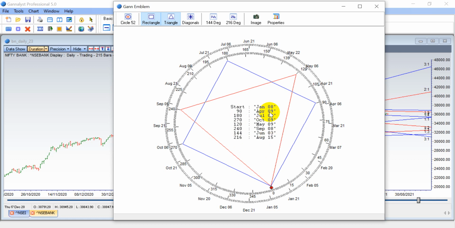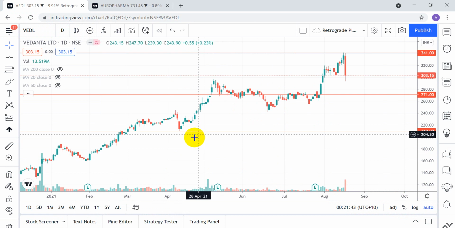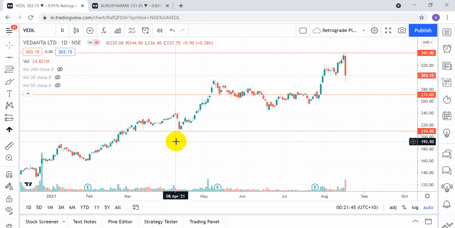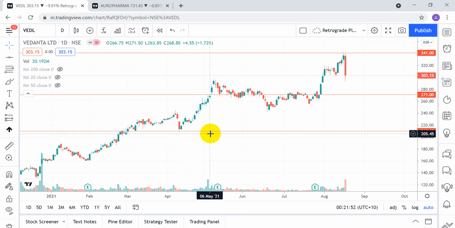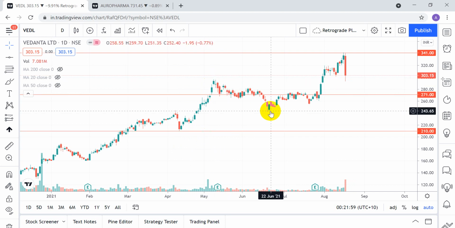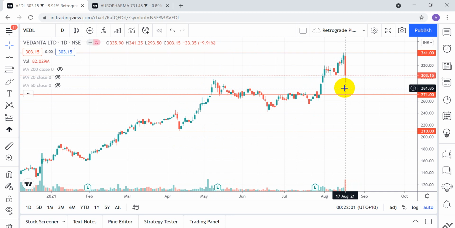So let's quickly check what happened on April 9th and May 9th. This is April 09. The next day we made a bottom and from there a big rally. Then let's check May 09. Again you can see it made a top here on 10th May. 9th was a holiday. From there it was just falling. Similarly this date is August 15th, and the 16th was the date. On the 16th it hit 341. So both price and time are meeting here, and this is a very important level.